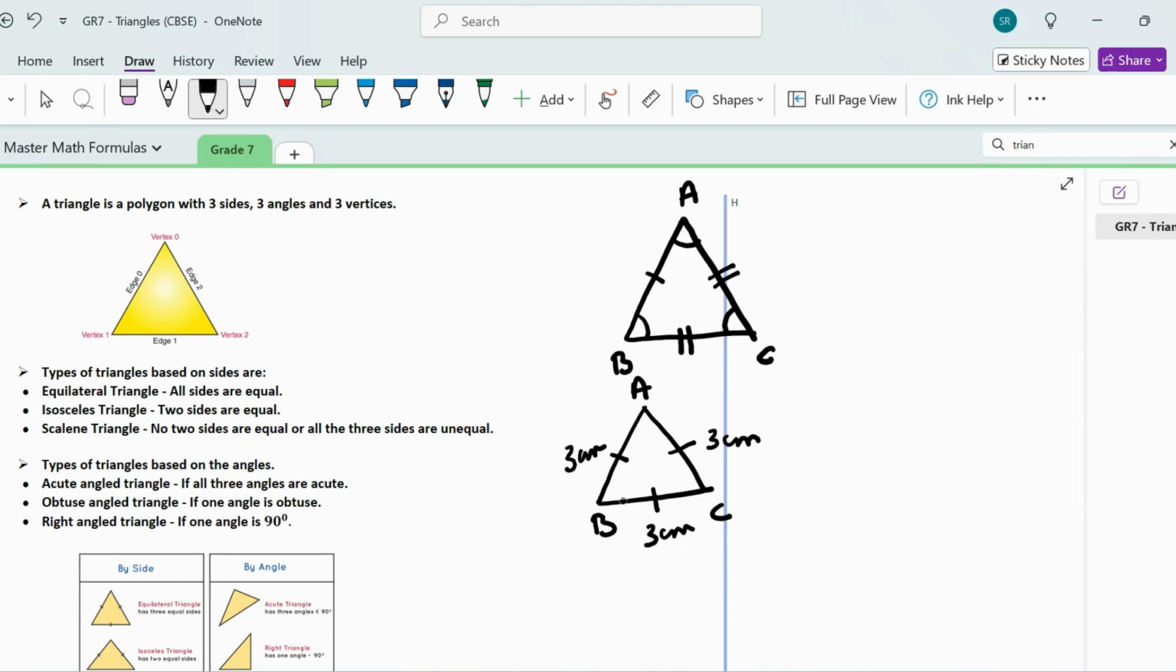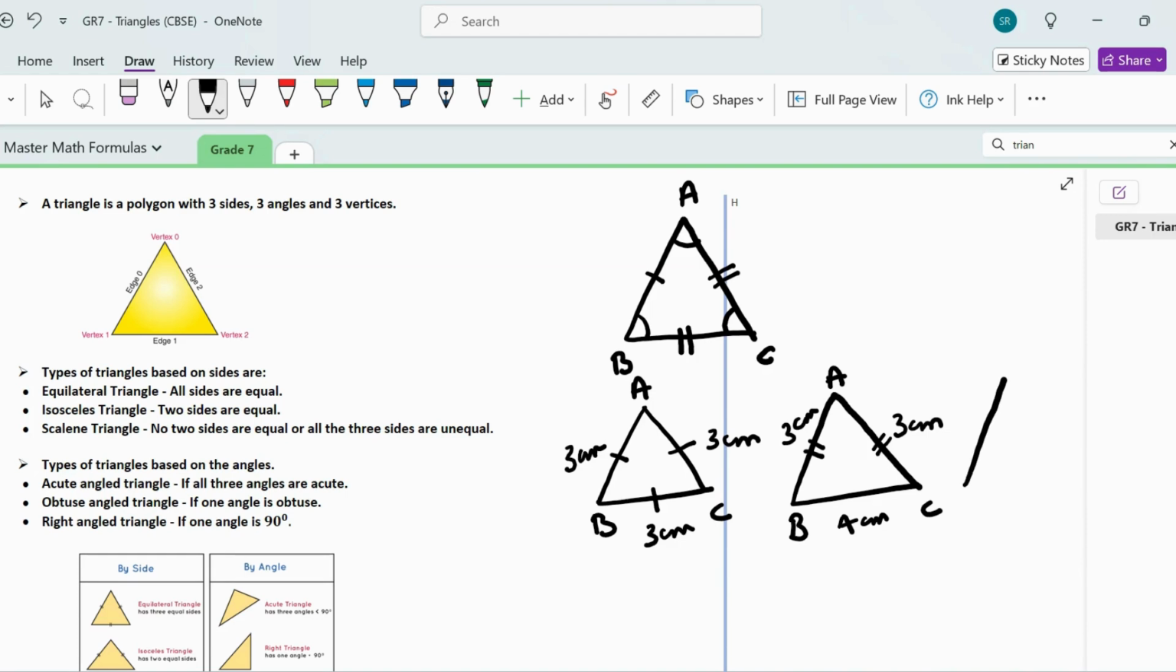Next, what is an isosceles triangle? Again, we look into triangle ABC where only two sides are equal. That is, AB is equal to 3 centimeters, AC is also equal to 3 centimeters, but BC is different, say 4 centimeters. Then this triangle is called an isosceles triangle.